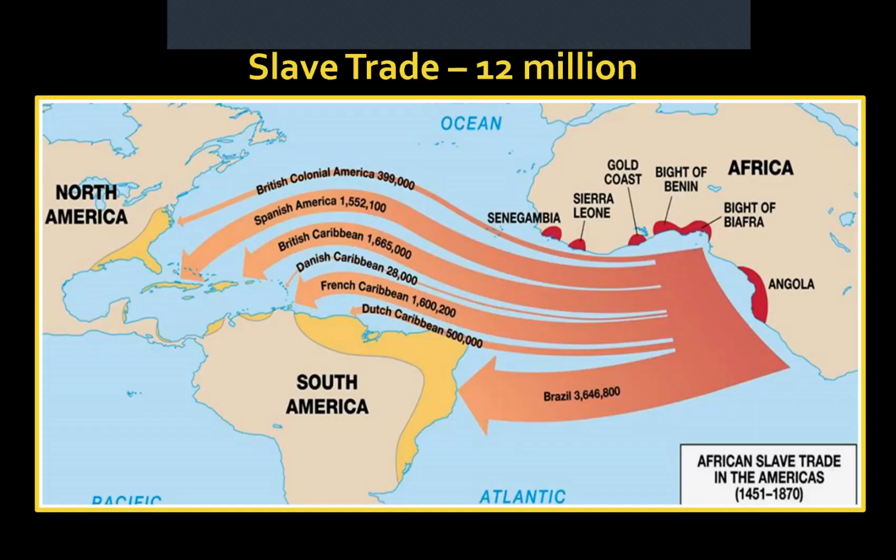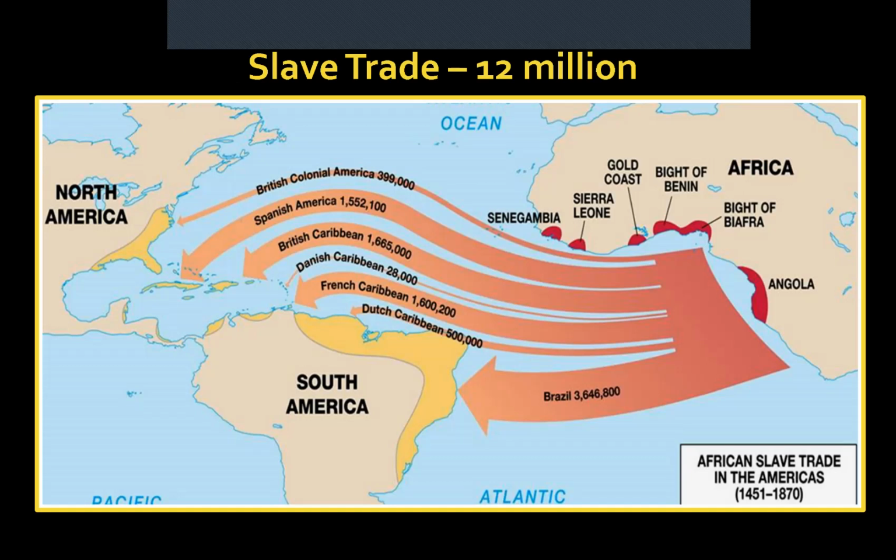Now, looking at the slave trade, about 12 million people are estimated to have come across to the Americas. And you can see Brazil received the most, but the Caribbean received as a total about the same amount on these small islands. And then also into British colonial America. And then once we became the US, we also brought in slaves too for a while.